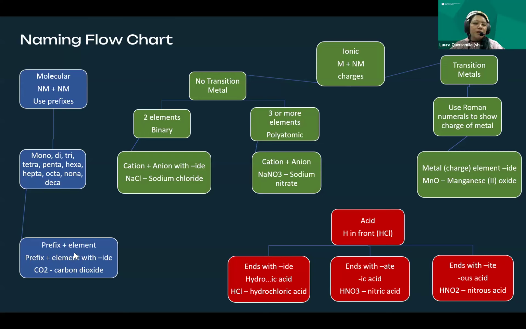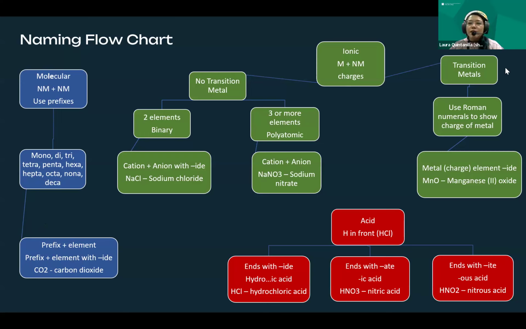The example I have here is CO2. So the prefix and the element. If there's just one of them, you don't need the prefix. So that's why it's just carbon. And then for the second one, there's two oxygens. The prefix for two is di. So it's di, and then oxygen will become oxide. So it will be carbon dioxide for this compound. And the nice thing about molecular is that it's just prefixes. You only use prefixes for molecular. You never use them for anything else.